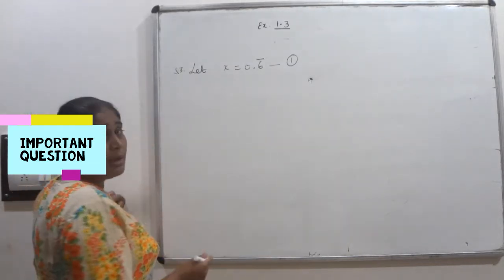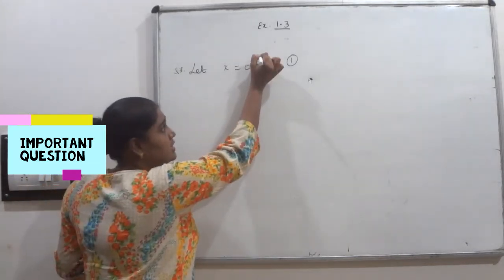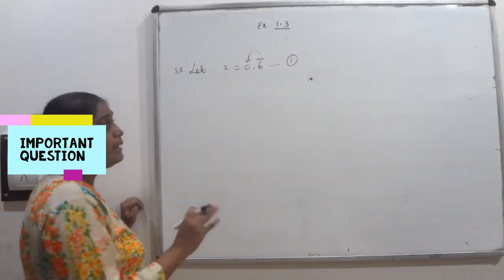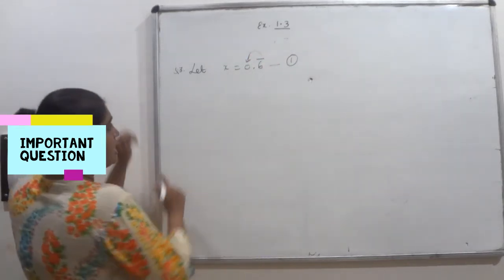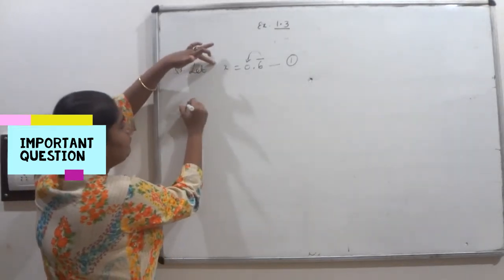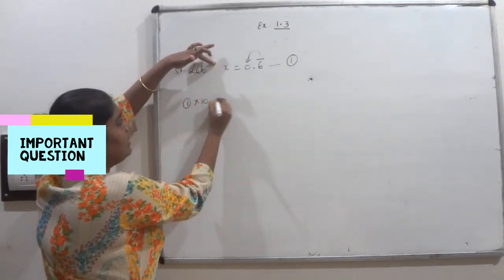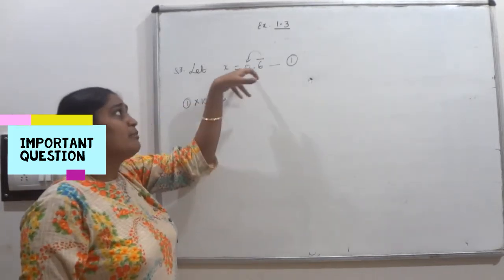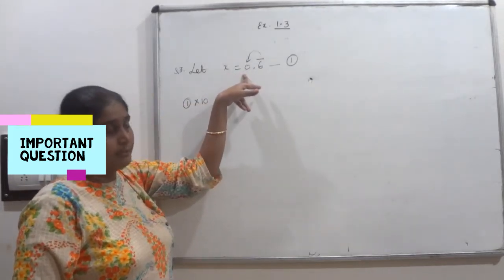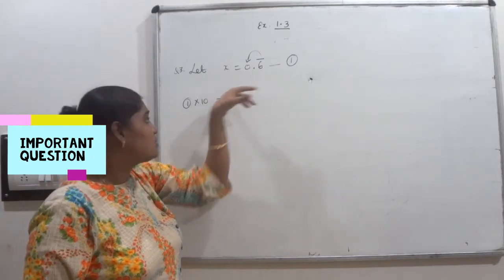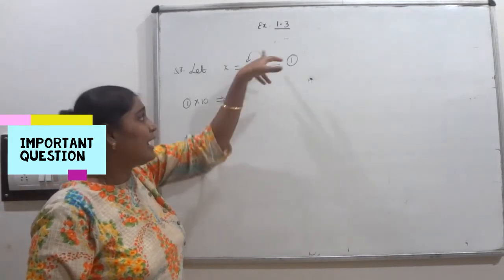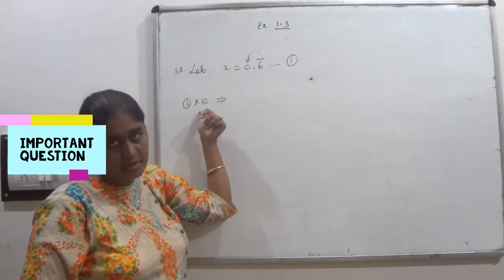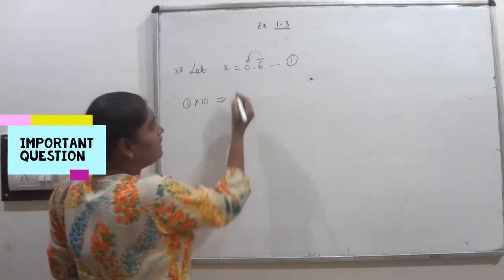Next step, I am going to shift 6 to the left hand side by multiplying by 10. The first equation is multiplied by 10. Why am I multiplying by 10? I want to shift the 6 to the whole number place. If there are 2 digits under the bar, then I have to multiply by 100 here.